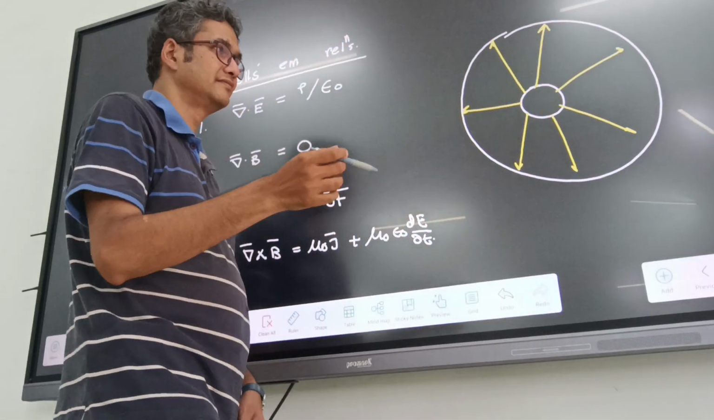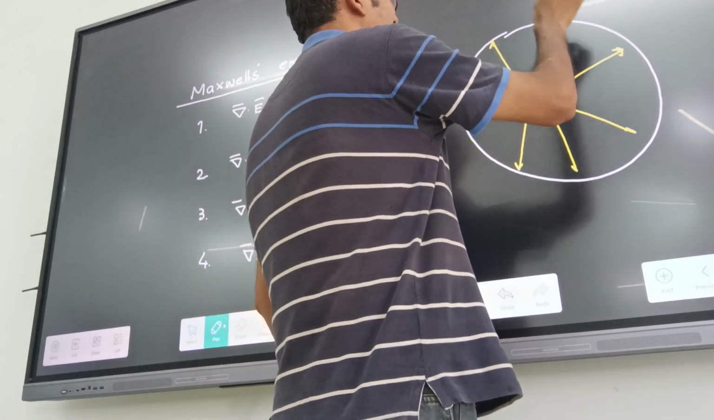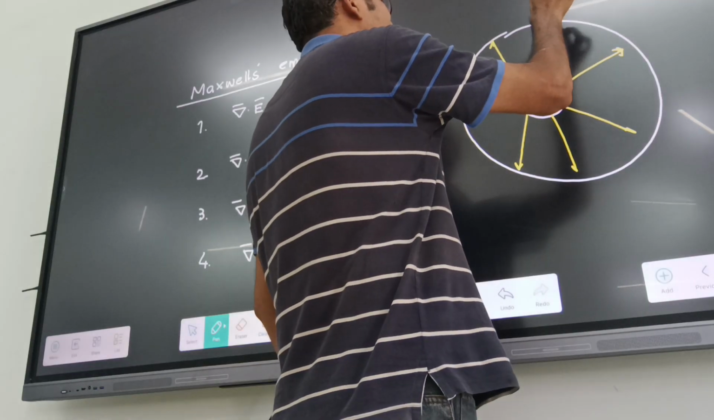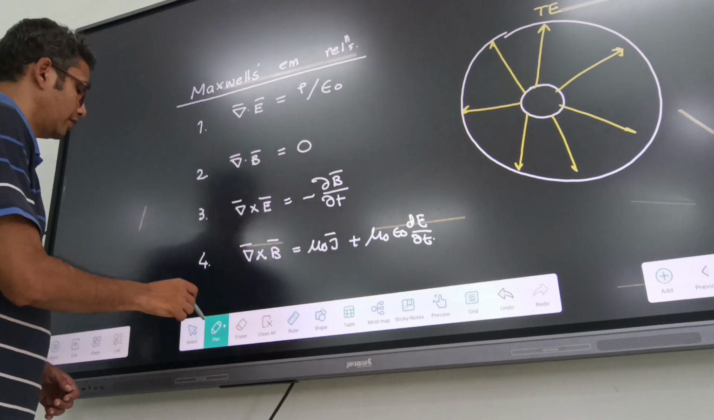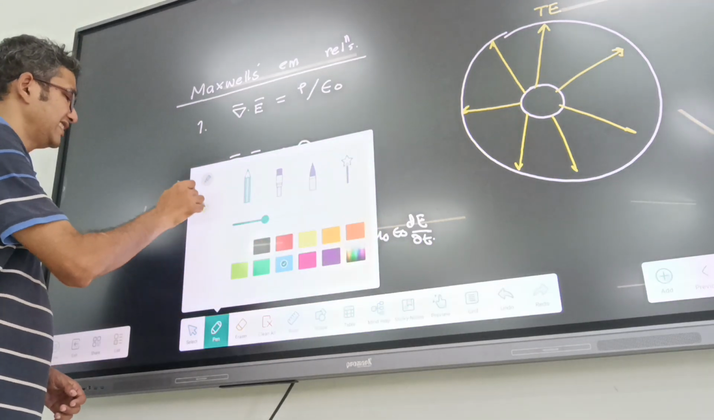Okay. Right, radial from the center. And how will the transverse magnetic be?